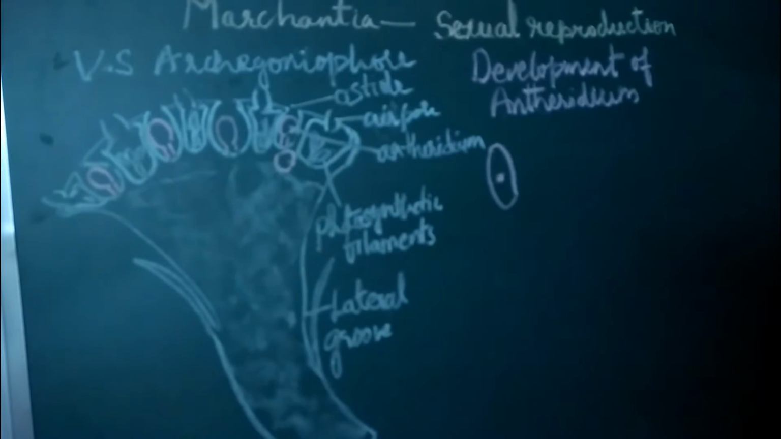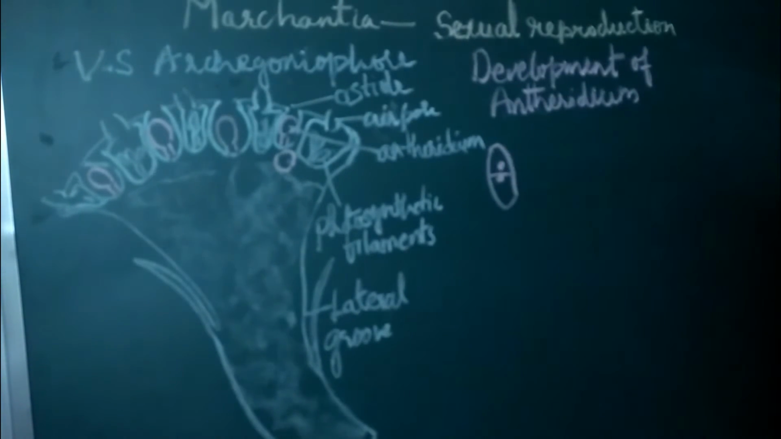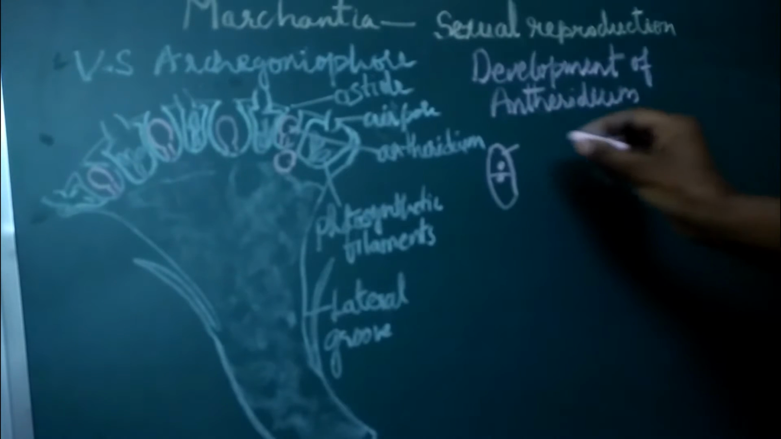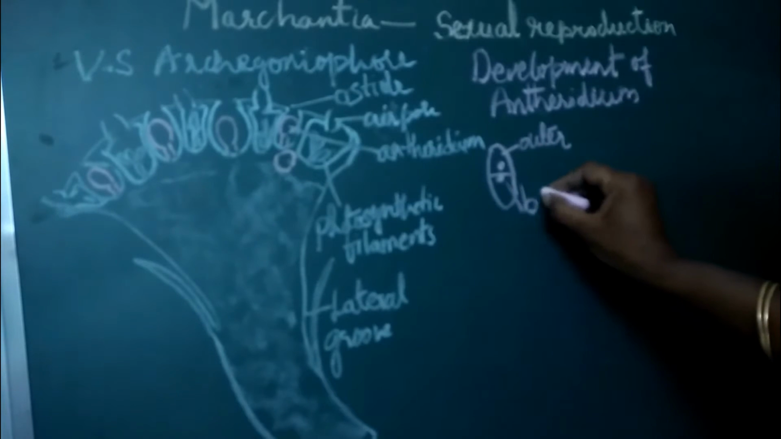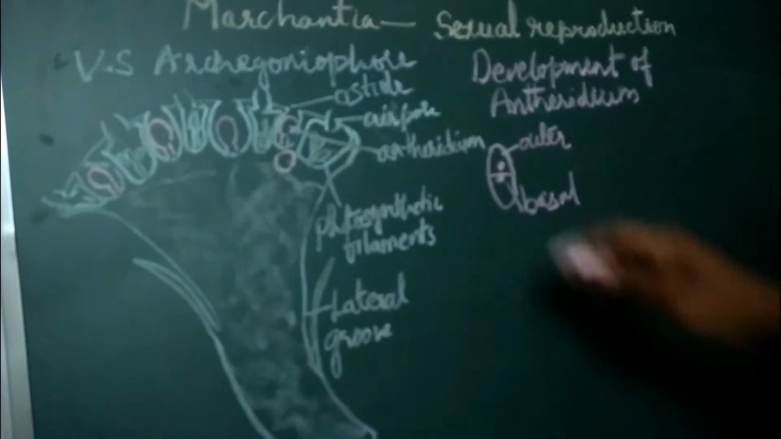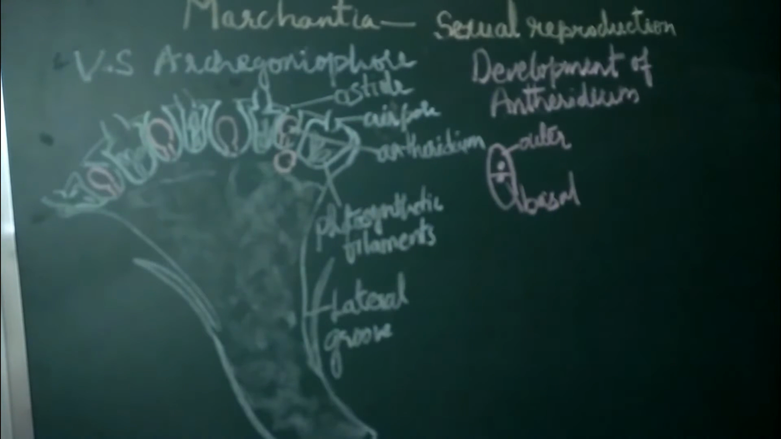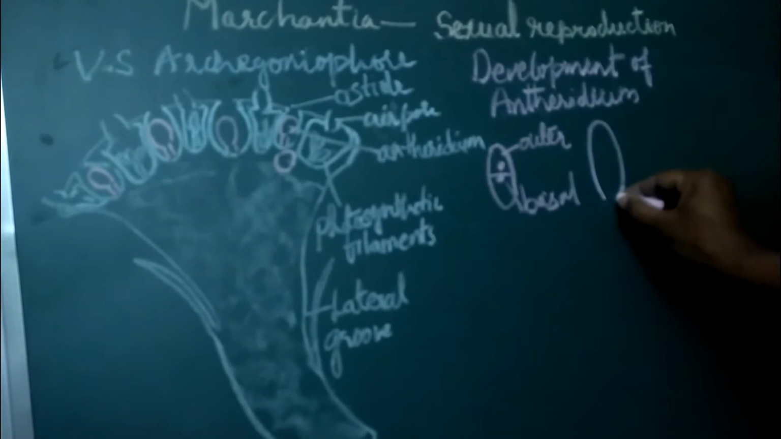The antheridial initial first divides by a transverse wall, resulting in the formation of two cells. The one towards the upper surface is called the outer cell, and the other is called the basal cell. The basal cell does not divide any further, but gets embedded into the tissue of the antheridiophore, whereas the outer cell divides two times, resulting in the formation of four cells.